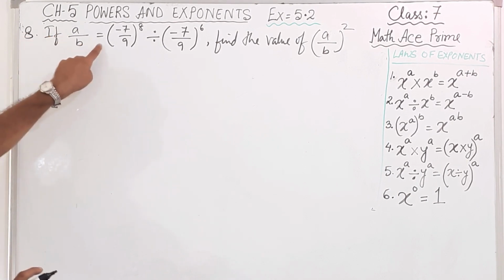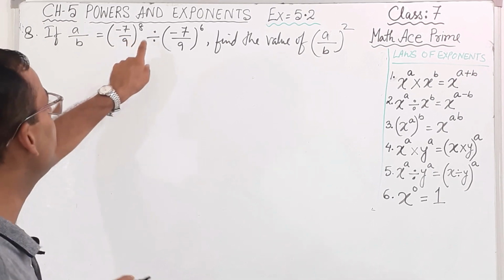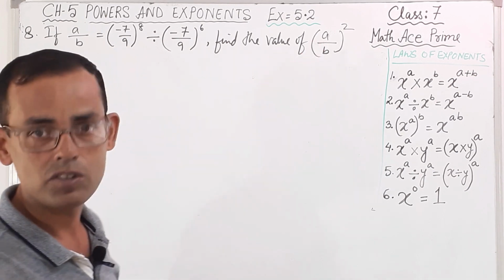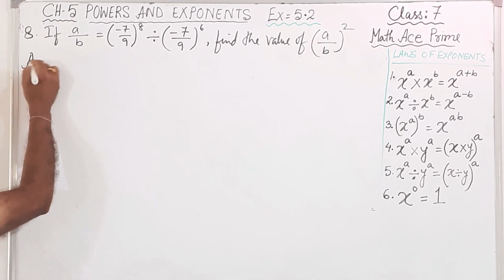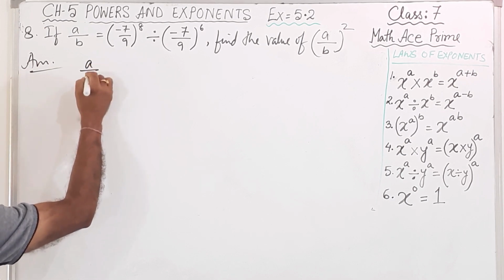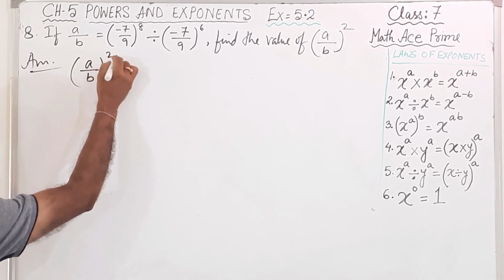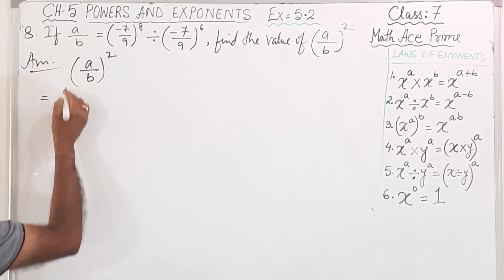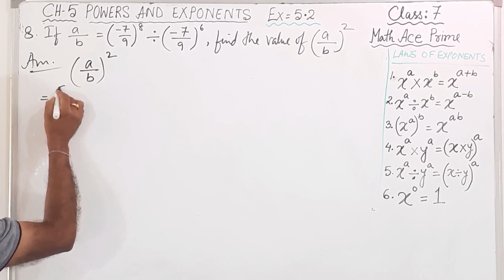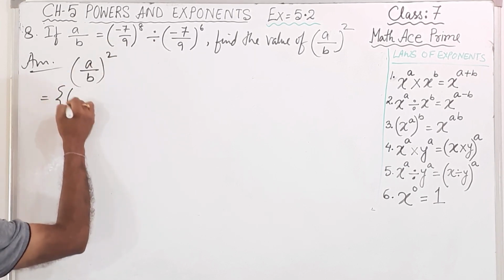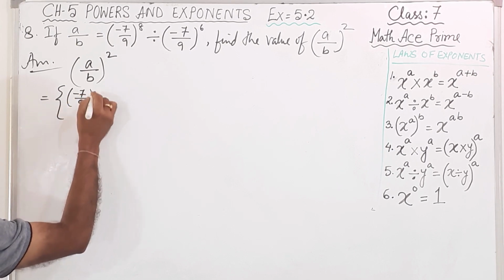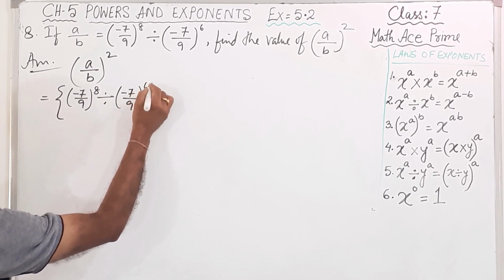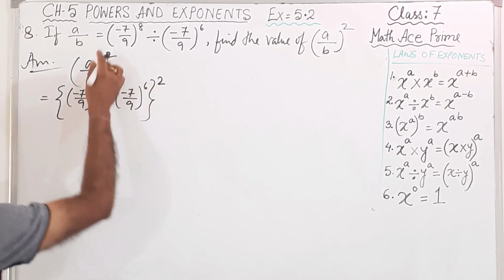If a by b equal to minus 7 by 9 to the power 8 divided by minus 7 by 9 to the power 6, find the value of a by b square. Okay, so let us do the answer. First I will write a by b and then we will put the power 2. Now a by b means this one, so I will write this one. So I will take one extra bracket and then write minus 7 by 9 to the power 8 divided by minus 7 by 9 to the power 6 and then the curly bracket and then this square.